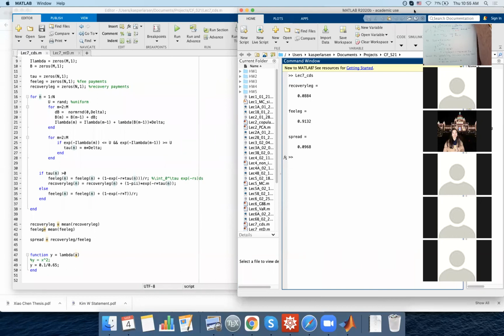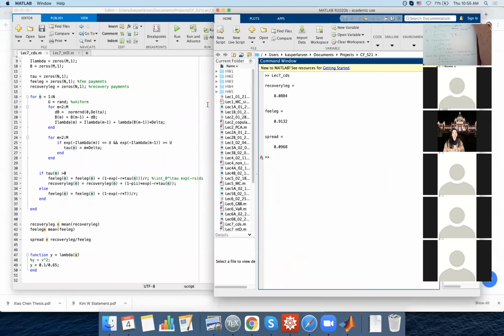And you can see it's fairly straightforward. The code is not complicated to do a CDS pricer, and you get a spread here of like 968 basis points, so 9%, 9.7%.